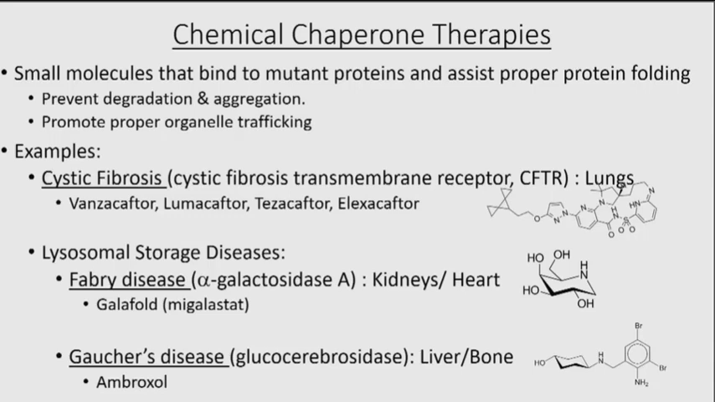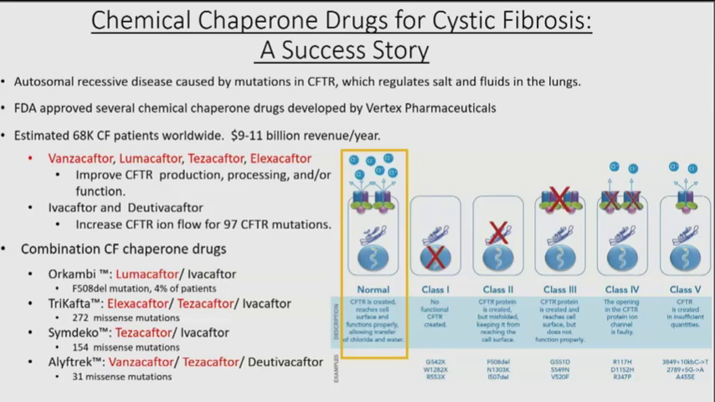Cystic fibrosis affects patients' lungs, and it affects the cystic fibrosis transmembrane receptor. There's a company called Vertex Pharmaceuticals that's been very successful in identifying and developing chemical chaperones for CFTR, or for CF patients. Here's a big slide that does a synopsis of what Vertex has done. CF is an autosomal recessive disease similar to dysferlinopathy and many LGMDs. CFTR is an ion channel. It regulates salt and fluid in the lungs. Vertex has several FDA-approved compounds, and they're all chemical chaperones. To date, there are about 68,000 CF patients worldwide, and Vertex is making $9 to $11 billion in revenue on these chaperone molecules. So let's dip our toe into this water, shall we?